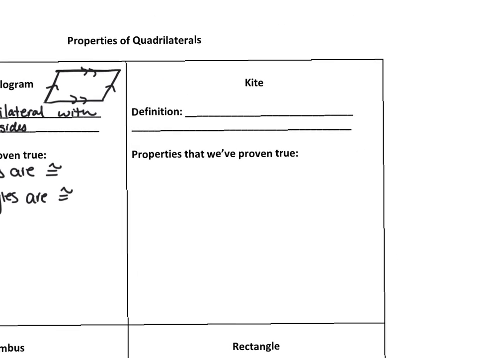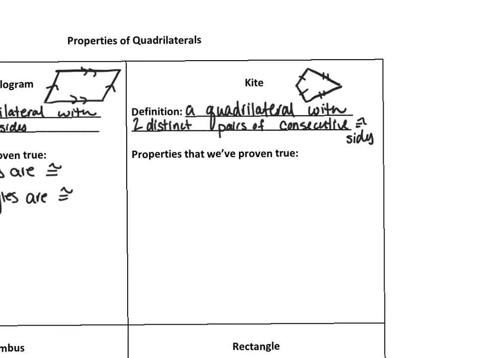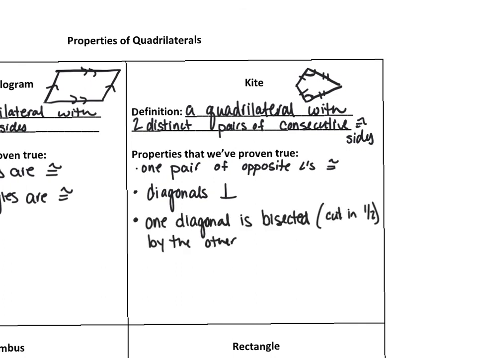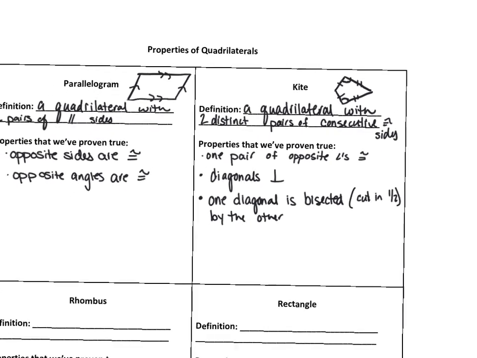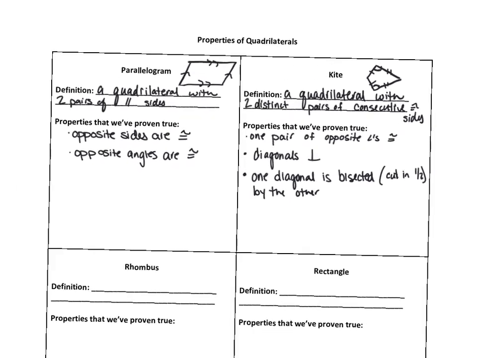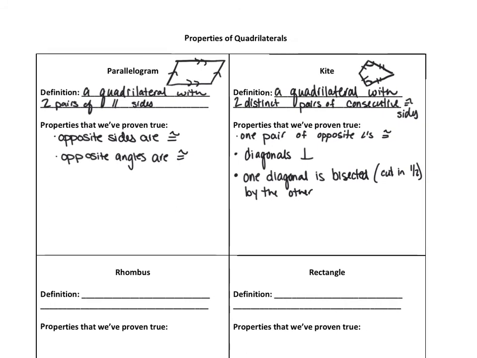Let's look at a kite. A kite is a quadrilateral with two distinct pairs of consecutive congruent sides. We know that one pair of opposite angles are congruent. We know that the diagonals are perpendicular. And we also proved that one diagonal is cut in half, or is bisected, by the other diagonal. Go ahead and keep this handy. We will come back to this and fill this in throughout the rest of the unit.